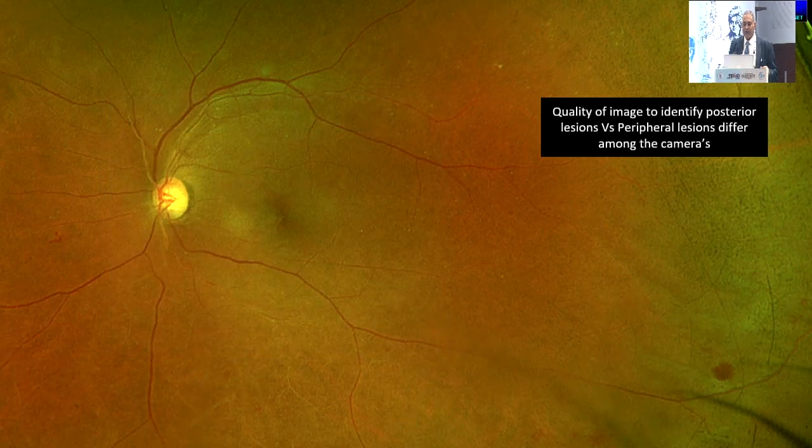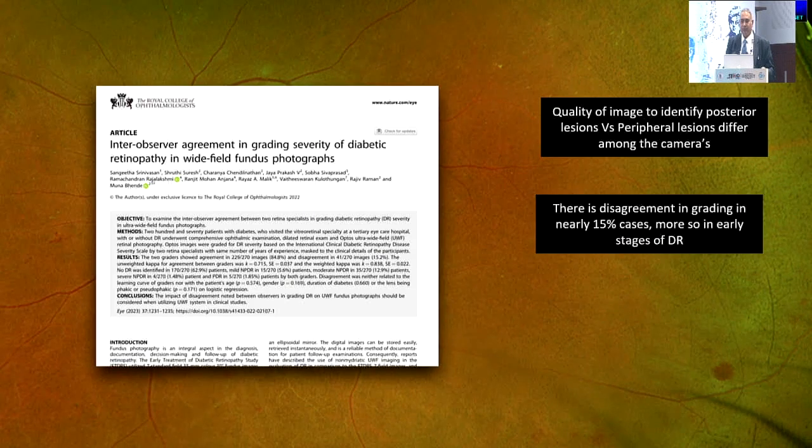This was another work. As clinicians, we don't always have a grading center or reading center that grades these images. So we had senior retina specialists grading these images, and we found that for early stages of diabetic retinopathy, mild and moderate, in about 15% of cases there is a disagreement as far as grading diabetic retinopathy is concerned whenever you use a wide field image.